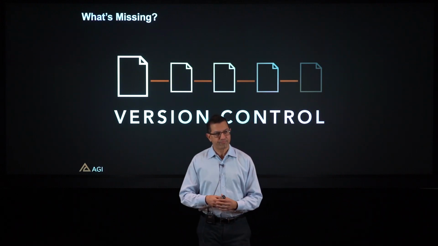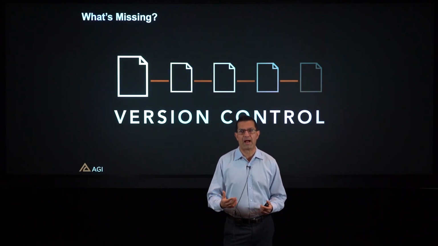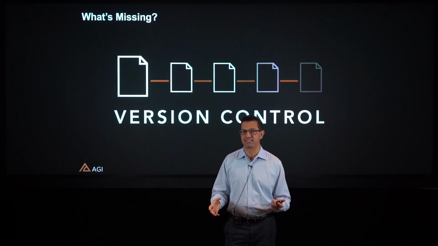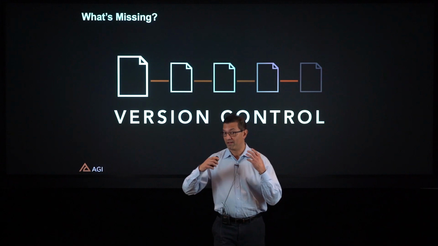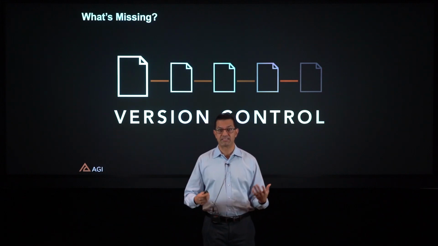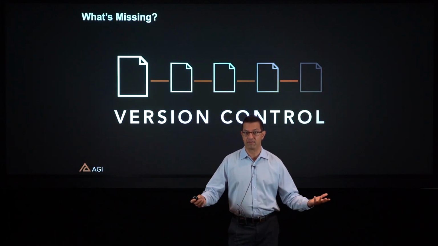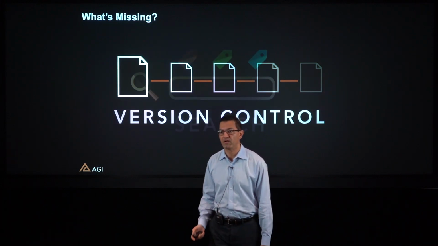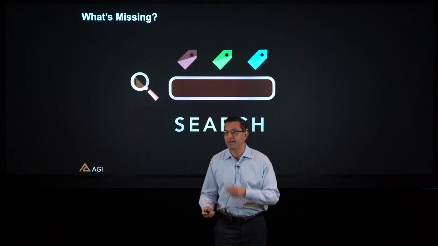So version control, right off the bat, is a big issue when you don't have an enterprise class system that can support that. And we all know that saving files into a standard file repository is not going to cut it from that perspective. So what's the next thing they're missing?